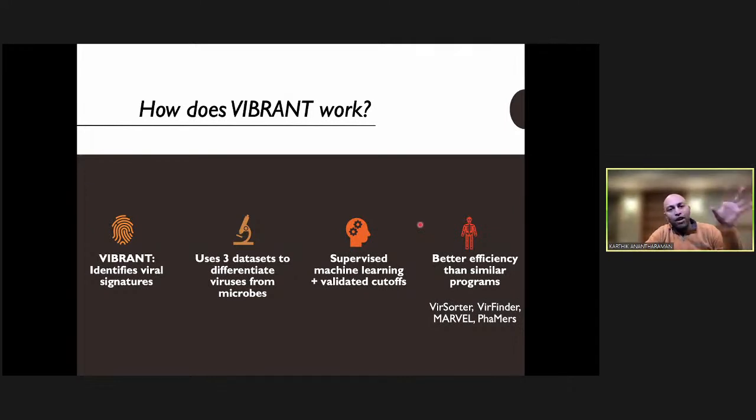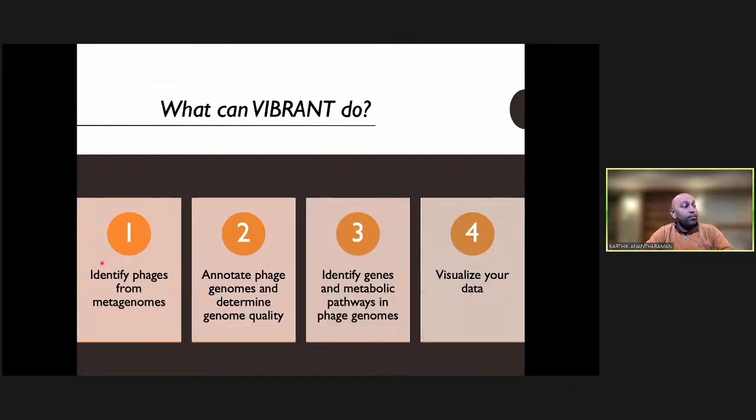Now, this is about how Vibrant works, but what can Vibrant do? Vibrant can identify phage from metagenome data. It can also identify phage that are present in single cell data or other kinds of genomic data, like say from isolate genomes as well. It can annotate phage genomes, and it can also determine genome quality and say completeness as well. And the completeness is sort of qualitative, but it is still a measure of completeness. After this, it can identify genes and metabolic pathways that may be present in the phage genomes. And then finally, it can help visualize your data.